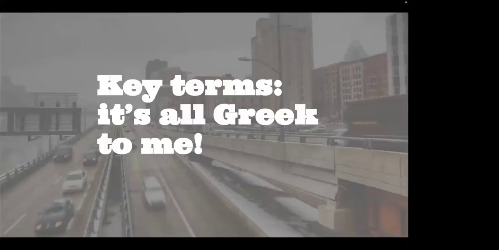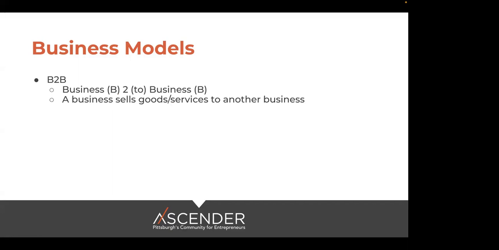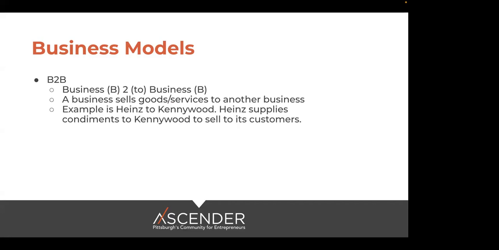Okay, so let's move into some key terms. A lot of this might seem all Greek to you, but that's okay. We're going to break them down. So let's talk about business models first. B2B. I'm sure you've seen this acronym somewhere. That means business to business. And it's a business that sells goods or services to another business. That's essentially what it is.